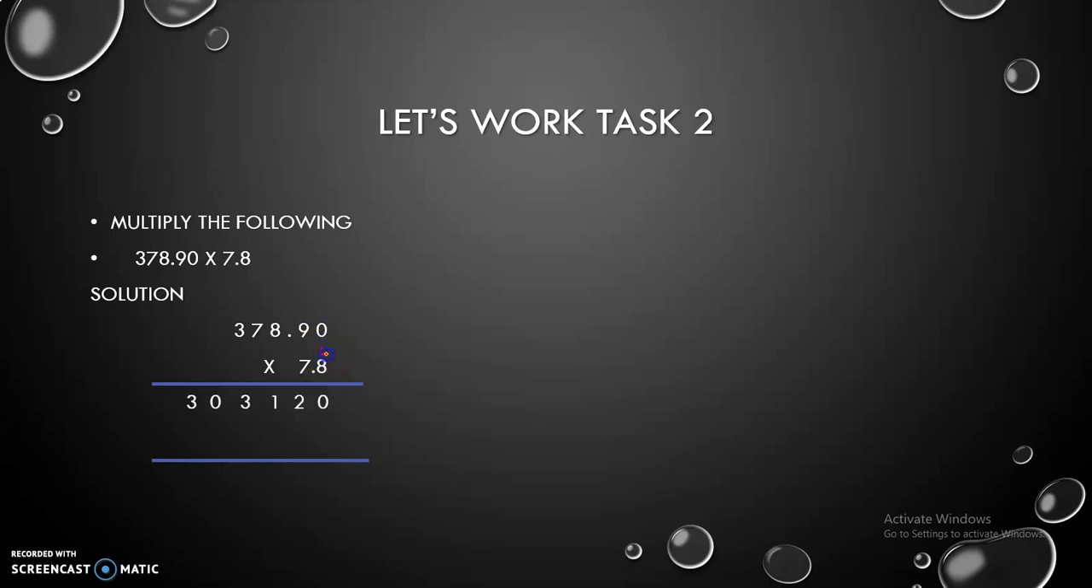Okay, this is ones and this is tens. So first we multiply 8 by the whole multiplicand. So 8 zeros are 0. 8 nines are 72. 2, 7 carry. 8 8s are 64. 64 plus 7, 71. 1, 7 carry.